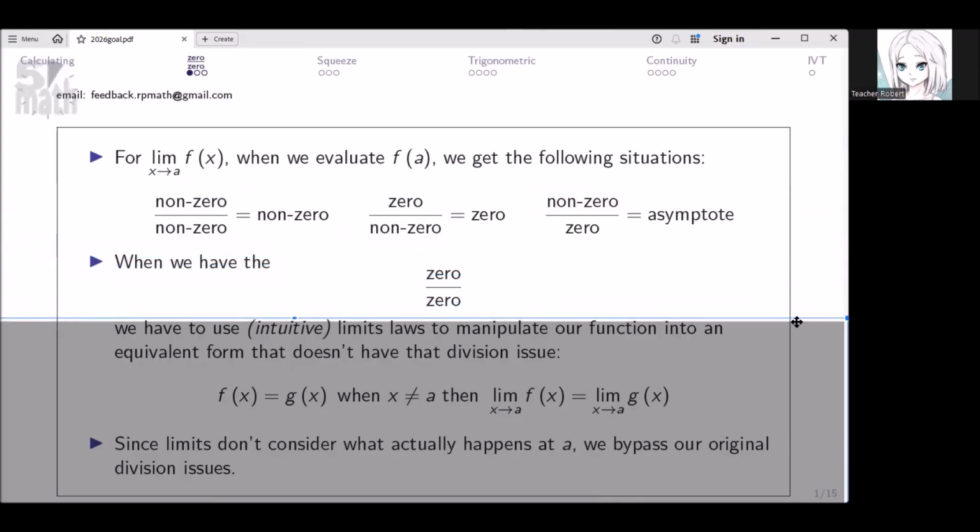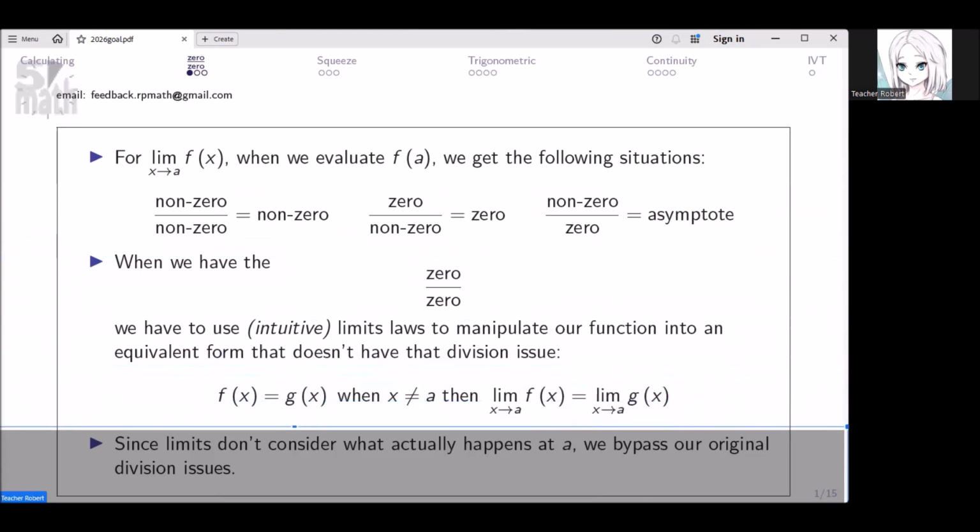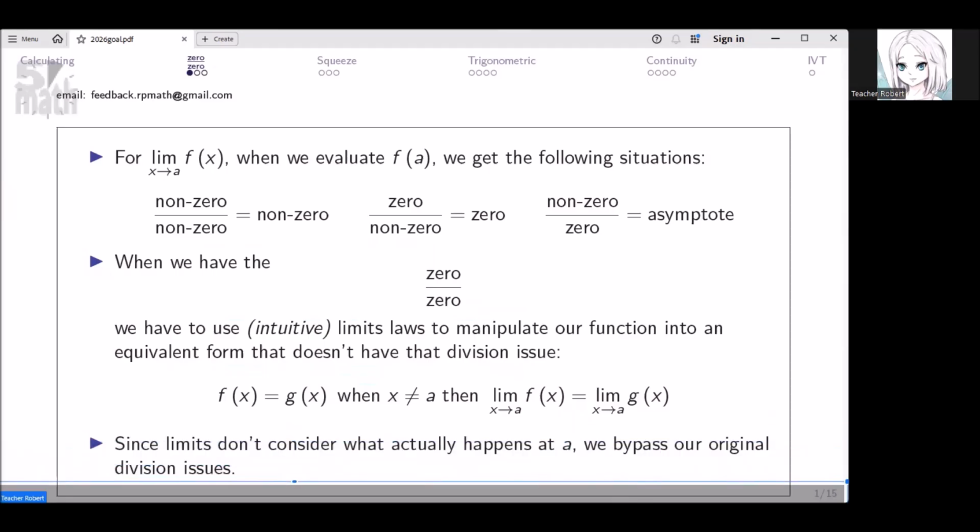When we have the 0 over 0 situation, we have to use intuitive limit laws to manipulate our function into an equivalent form that doesn't have that division issue. If f of x equals g of x, where x doesn't equal a, then limit as x approaches a of f of x equals limit as x approaches a of g of x. Since limits don't consider what actually happens at a, we bypass our original division issues.